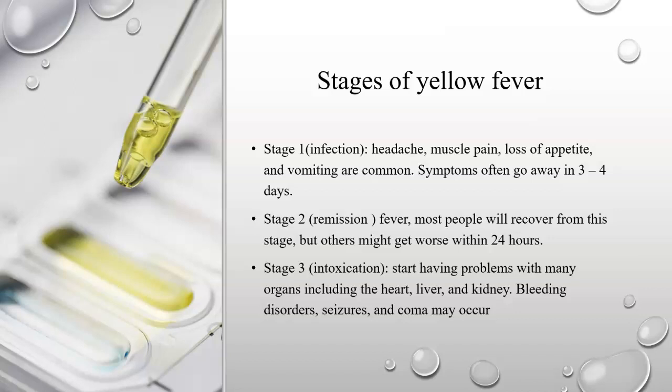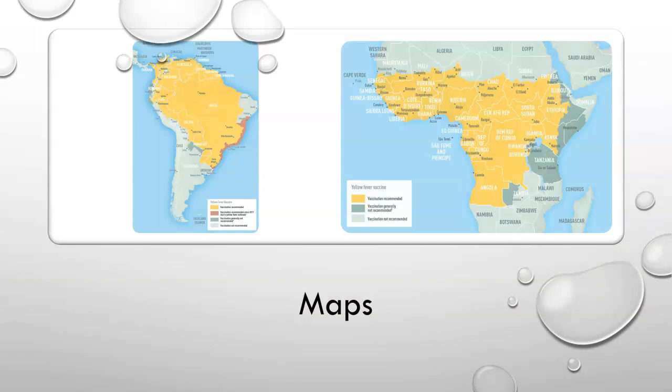So this is the distribution map of the yellow fever virus. Where you see the yellow color is where vaccination is highly recommended, because these are areas at high risk of yellow fever. Mostly you find yellow fever in South America and Africa. Where you see the light color on the map is where no cases have been found, and vaccination is not really recommended in these places.